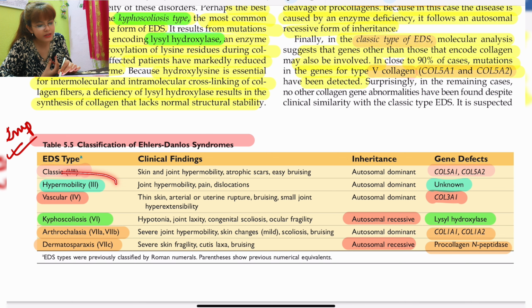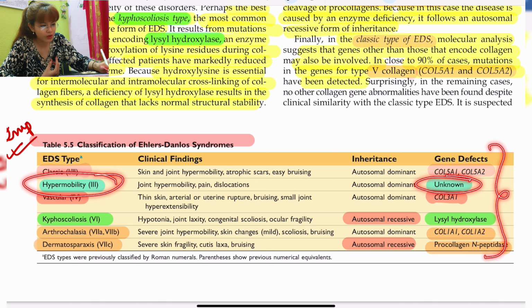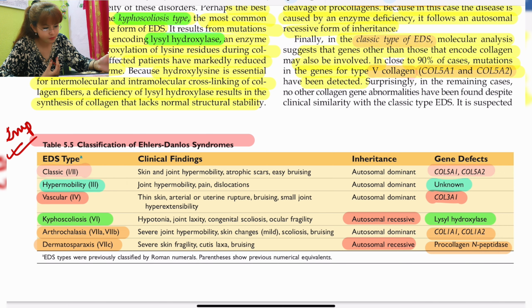Only in the hypermobility type, the defect is unknown. The others, the defect is known. Only in this case, the defect is unknown. Here in the vascular type, the gene involved is called 3A1. Here in the kyphoscoliosis type, the lysyl hydroxylase enzyme is defective. These genes, all these are very, very important points.